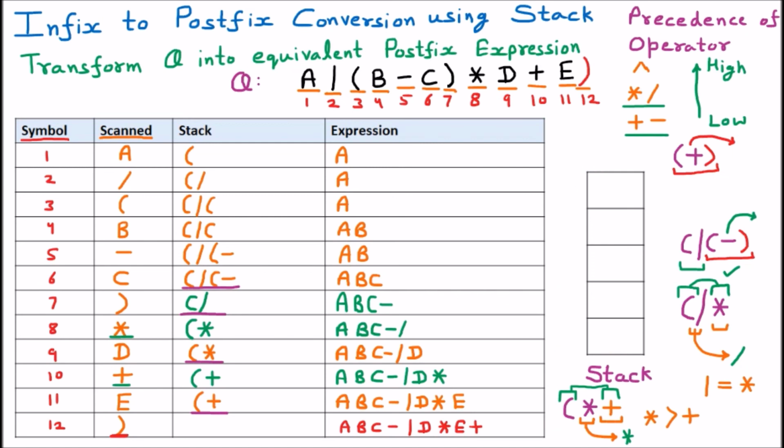That means we have reached the postfix expression. So the last thing which we get in the expression is our answer. So this one is the answer. The conversion of A slash bracket B minus C into D plus E is converted to the postfix expression, and that postfix expression is ABC minus slash D star E plus. So this one is the postfix expression.